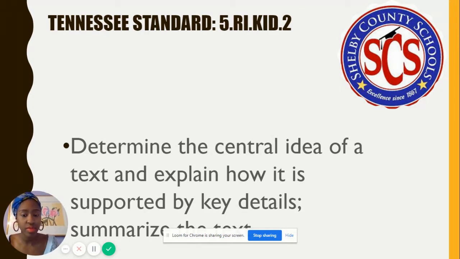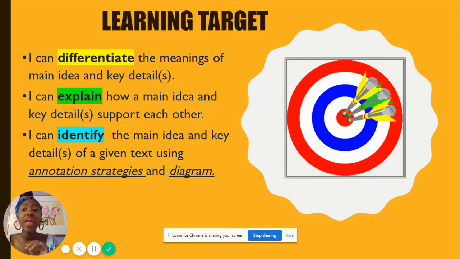Summarize the text. Okay. Now, here we have our learning target. And remember, in order for us to accomplish our standard, first we need to know where we're headed. What goals do we need to set in order to accomplish the standard that we just read? And remember, at the end, we're going to make sure we shoot and release.